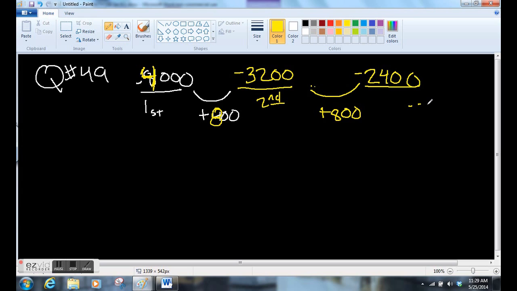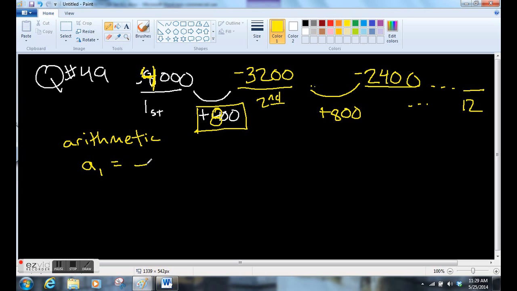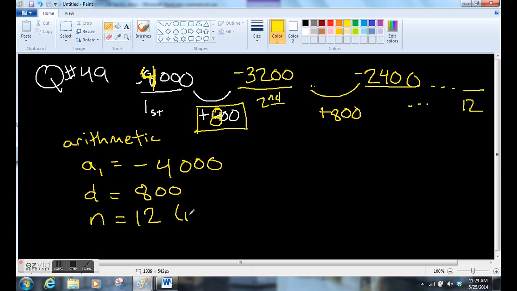So the question is, what happens when you keep going to month 12? Well, what you want to recognize is this is an arithmetic sequence, because the difference between each thing is exactly the same number. It's not a multiple. It is $800, arithmetic sequence. The first term is equal to -4,000, sorry. The common difference is equal to $800, and we want to know what happens when n equals 12. That would be the 12th month.